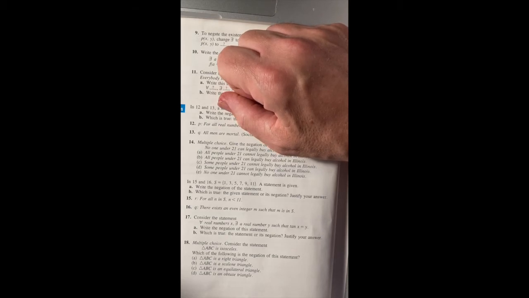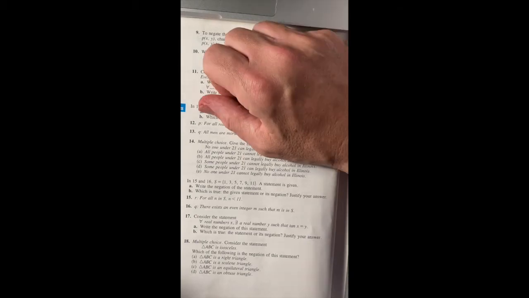17, consider the statement: for all real numbers x, there exists a real number y such that the tangent of x is equal to y. Write the negation of this statement. It's kind of easier to think of this as what does this really say? It says no matter what real number you come up with, you can take the tangent of that number. So you've got to ask yourself, is there a number that you could put into tangent of x is equal to y where there wouldn't be a y for an answer? Is there any number for which the tangent is undefined, that there is no answer?